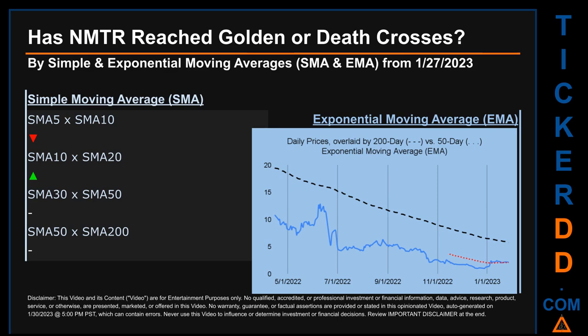Continuing with SMA, we looked across the 5 to 10, the 10 to 20, and the 30 to 50-day ranges to see if golden and death crosses had been reached. We found a golden cross signal for the 10 to 20. We found a death cross signal for the 5 to 10. We could not find either a golden cross or a death cross signal for the 30 to 50 and the 50 to 200.